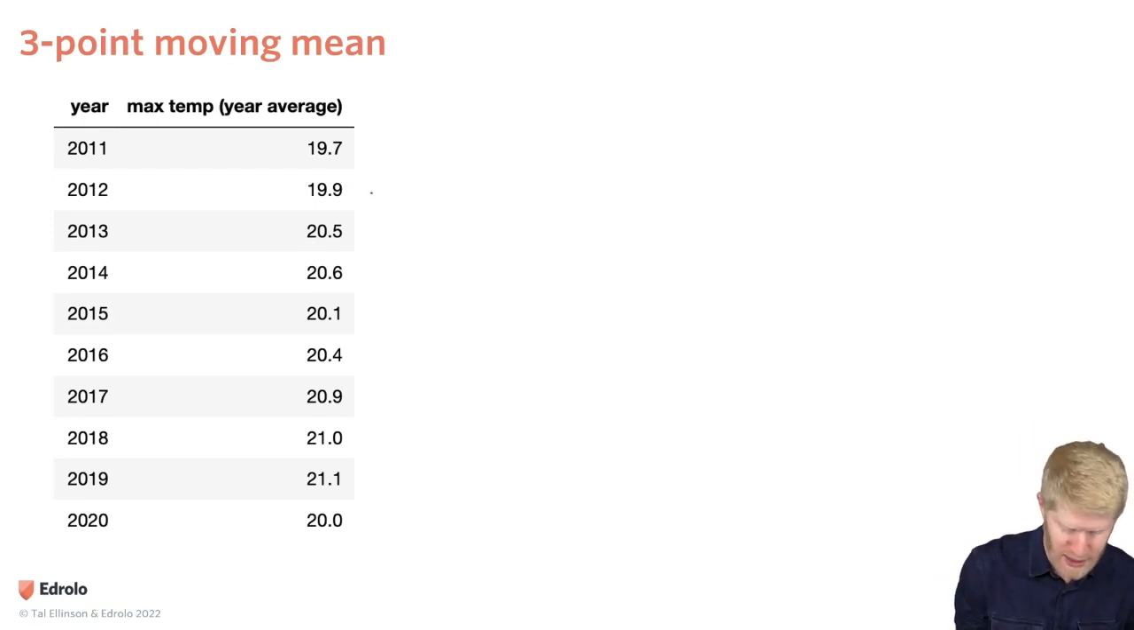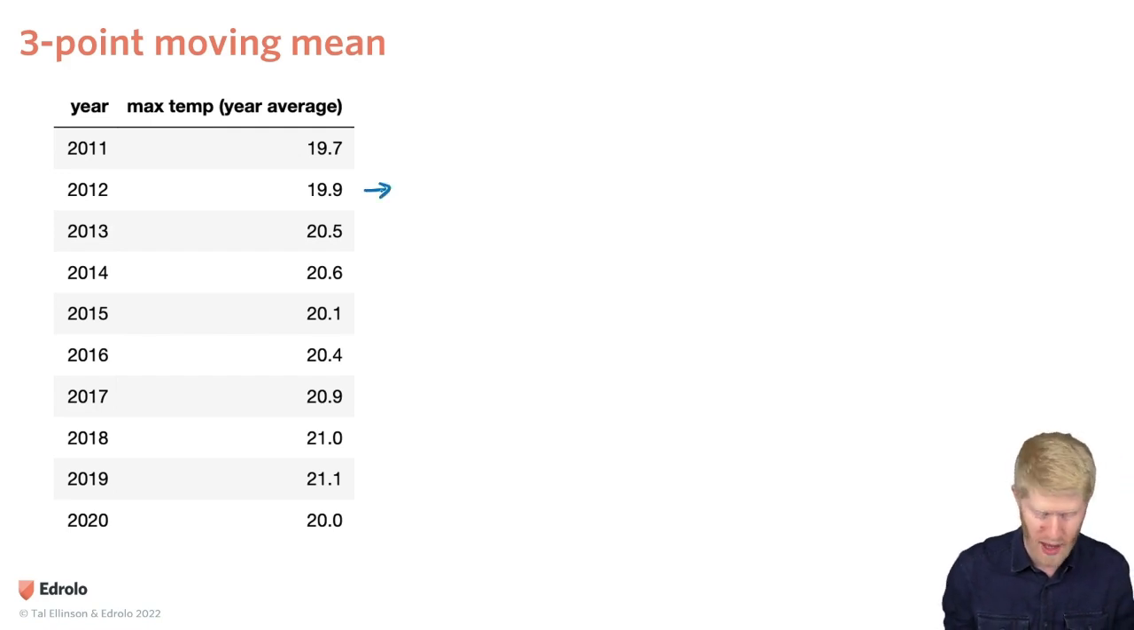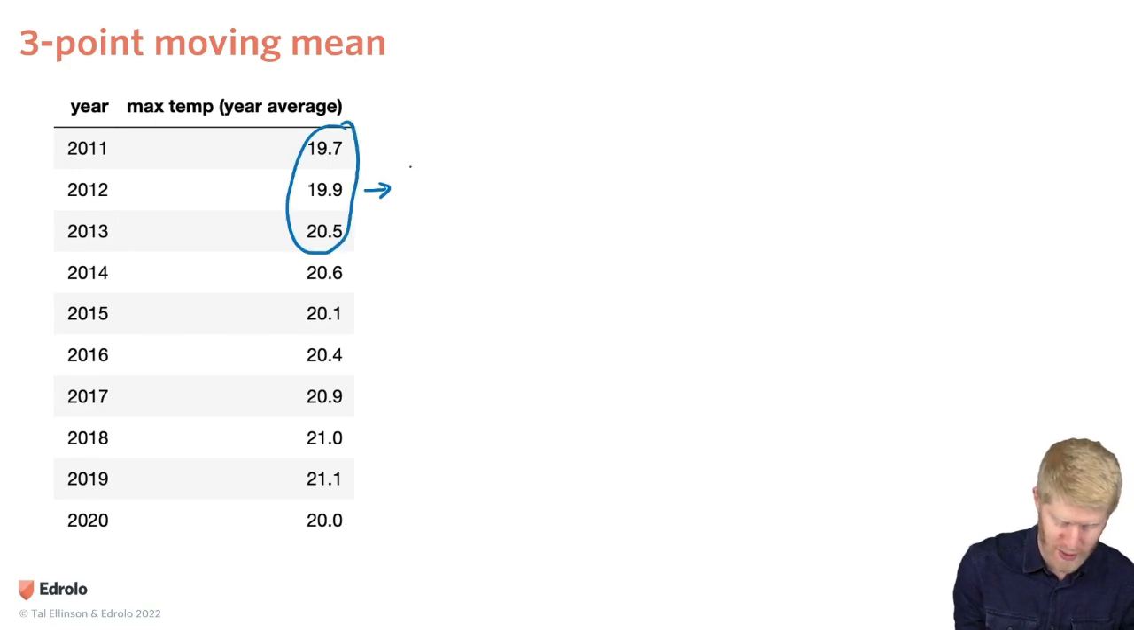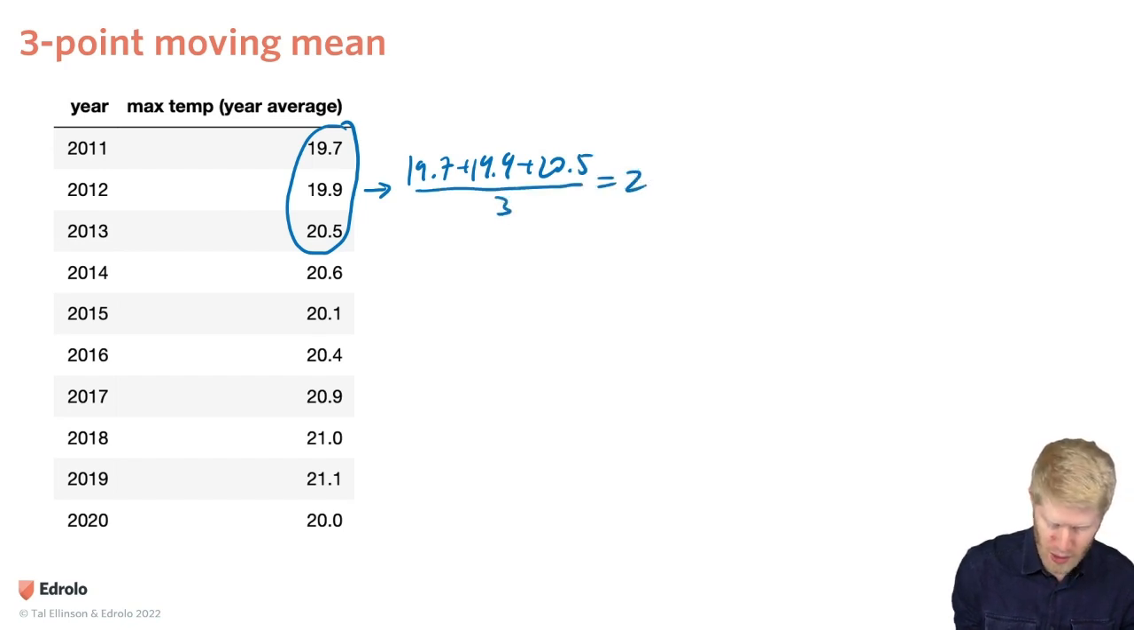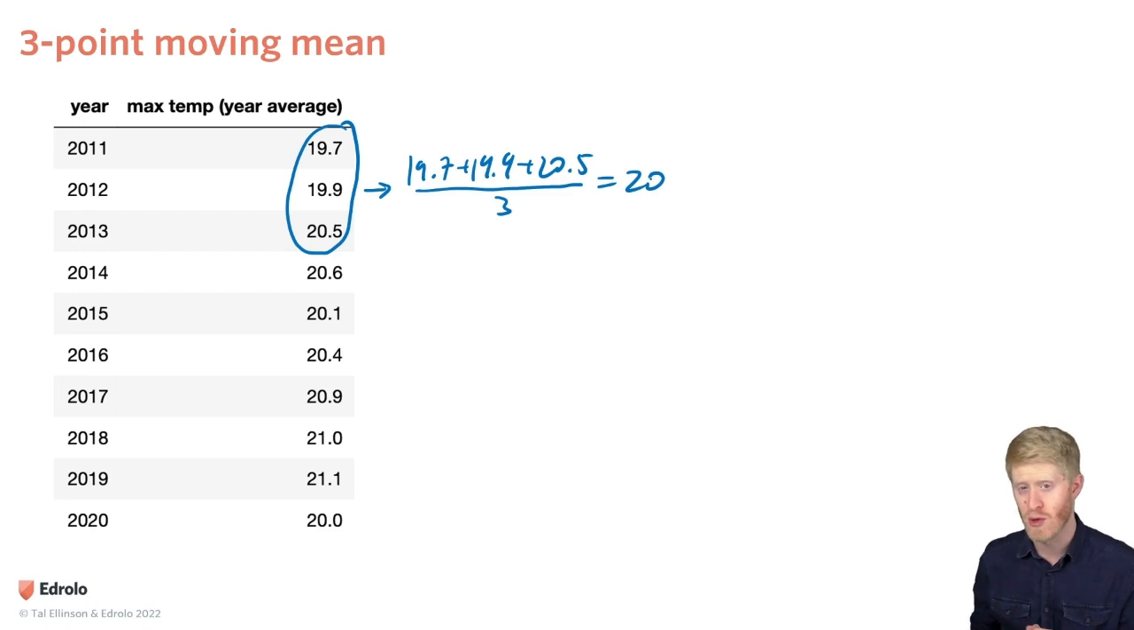Let's do an example. Let's say I wanted to find the 3-point moving mean for 2012. Well, 3-point means I'm going to take 3 points. The 3 surrounding data points, 19.7, 19.9, 20.5. If we divide the sum by 3, we get 20. That would be the new smooth data point.